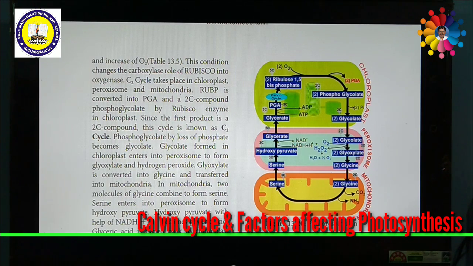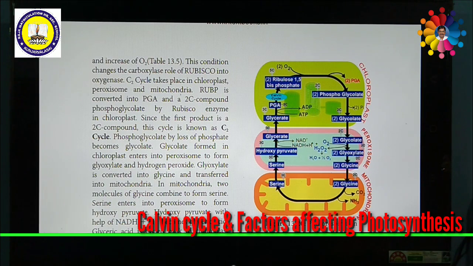Why is it called a C2 cycle? The first stable product is the 2-carbon compound phosphoglycolate or phosphoglycolic acid. This is a 2-carbon compound, the first stable product. That is why this photorespiration process is also called the C2 cycle. So the C2 cycle or photorespiration takes place in chloroplast, peroxisome and mitochondria.